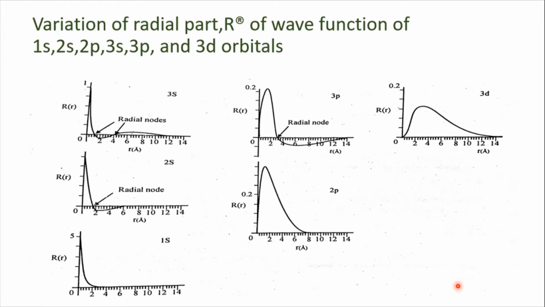See students, there is a variation of the radial part of each orbital. This is for the 1s orbital, this is for the 2s orbital, this is for the 3s orbital, and similarly for 2p, 3p and 3d. Where has this equation come from? We have studied the function of r in the previous lecture, and putting the values of different r in that equation, we get this graph for the various orbitals: for 1s, 2s and 3s orbitals.